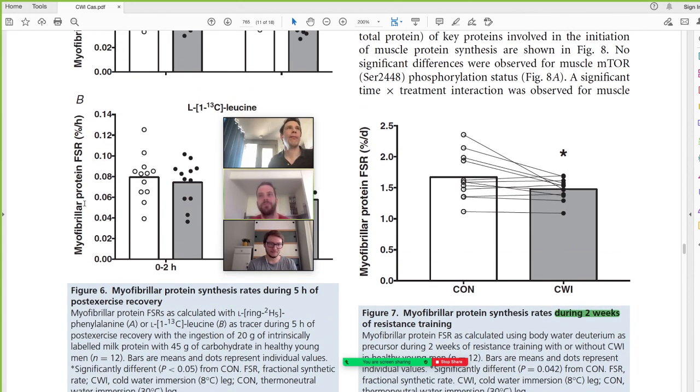So here it says myofibrillar protein FSR. FSR stands for fractional synthetic rate, which is just geek speak for speed. Let's just keep it at that. But what is this myofibrillar part? Why does this not say muscle protein? What's myofibrillar? Myofibrillar is basically those proteins that are important for the contraction of the muscle.